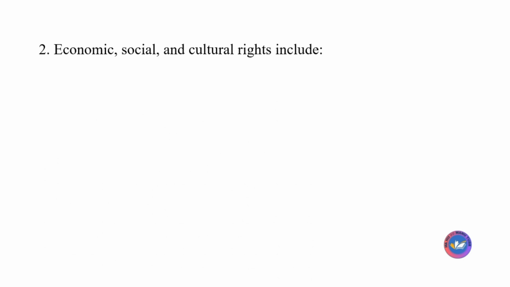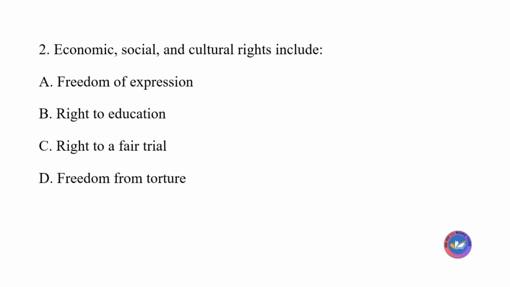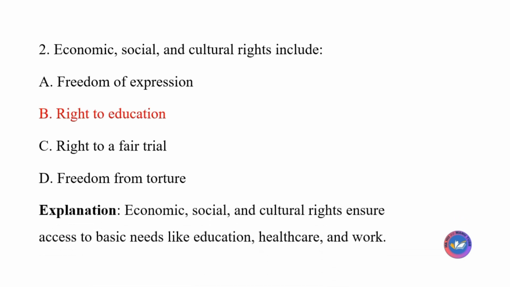Question number 2. Economic, social and cultural rights include A. Freedom of expression. B. Right to education. C. Right to a fair trial. D. Freedom from torture. The answer is right to education. Economic, social and cultural rights ensure access to basic needs like education, healthcare and work.